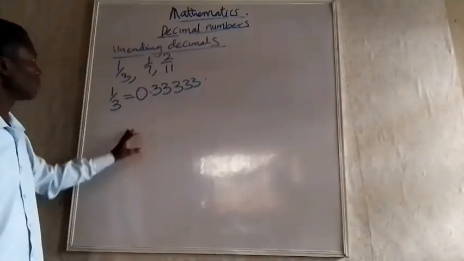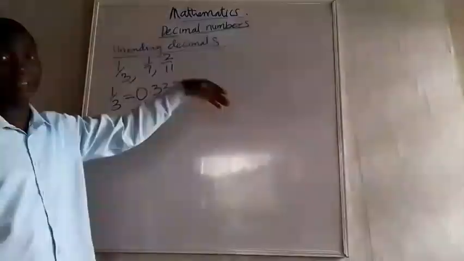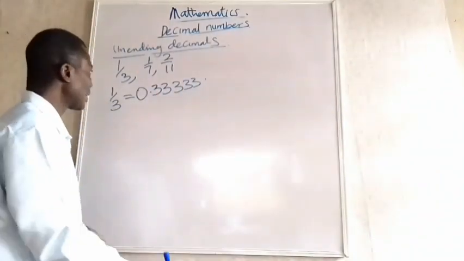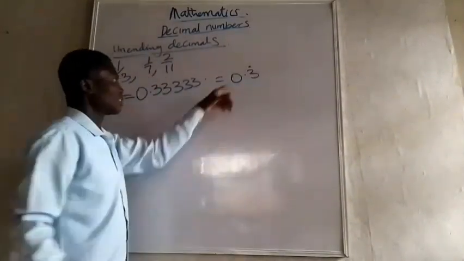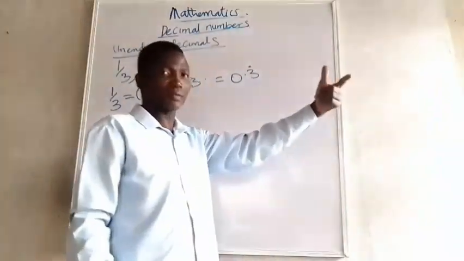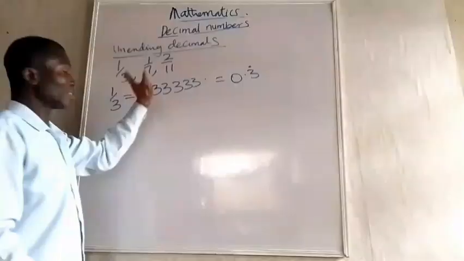And if you continue like this, this is what we refer to as an unending decimal. At the end of the day, if I want to write it, I just write 0.3 with a bar on top. This shows that this 3 repeats itself. It repeats itself, so it is an unending decimal like that.